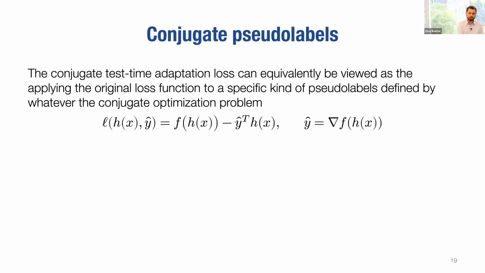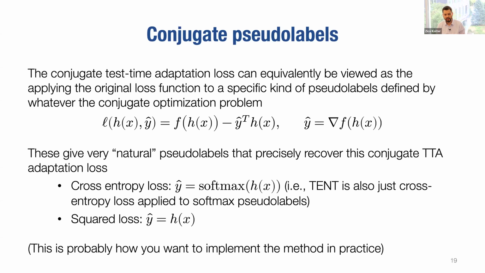One last thing I'll say is you can also interpret this not just as a convex conjugate, but as a kind of pretend label that we're making up. You can interpret Tent and other algorithms as creating pretend labels from the existing classifier and then minimizing your loss as if those were the true labels. This is a technique called pseudolabels, and you can interpret all of this as a specific way of finding pseudolabels as dictated by the conjugate function. So one way to interpret this is that our convex conjugate gives very natural pseudolabels to use for test time adaptation. And this is also how you want to implement it in practice.